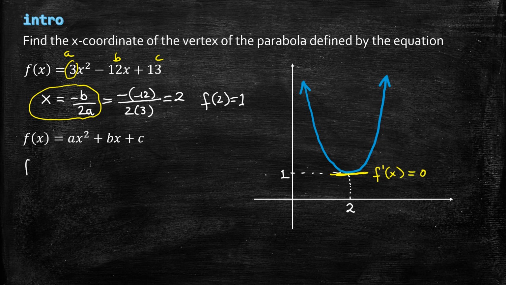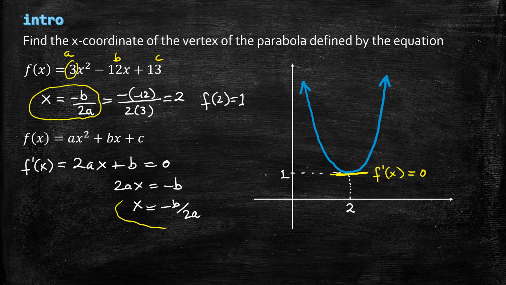So why don't we take this general formula and take the derivative? Using the power rule, we get 2ax plus b. And then let's set that equal to 0 to find out where that happens. 2ax equals negative b, and if we solve that, we get the formula that once upon a time we had to memorize and just trust was correct, and now we have just proved thanks to the derivative.